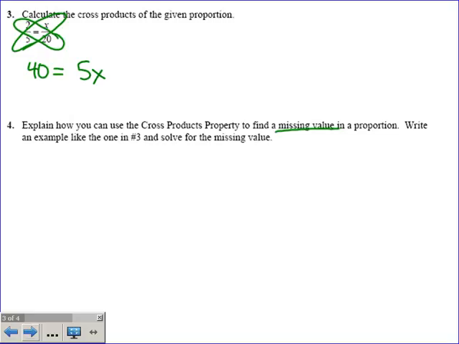Does anyone want to share just the answer to this first one? Explain how you can use the cross-product property to find the missing value in a proportion. Just raise your hand. Someone want to volunteer their answer, just whatever they wrote down. You can just read off your paper, it's not that tough. Sierra, what did you have written down?